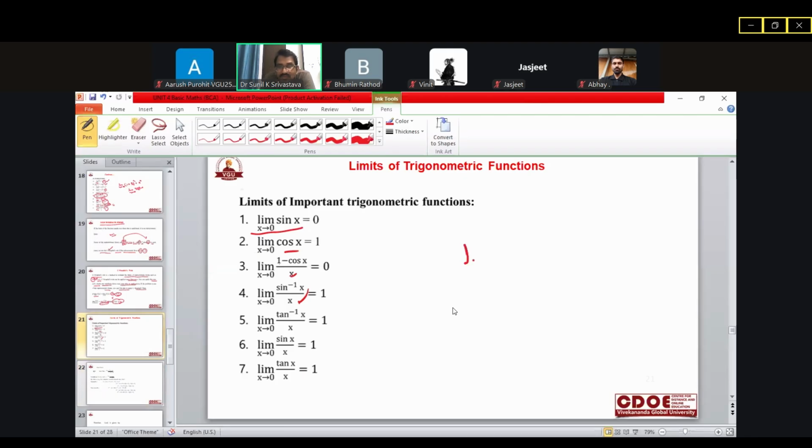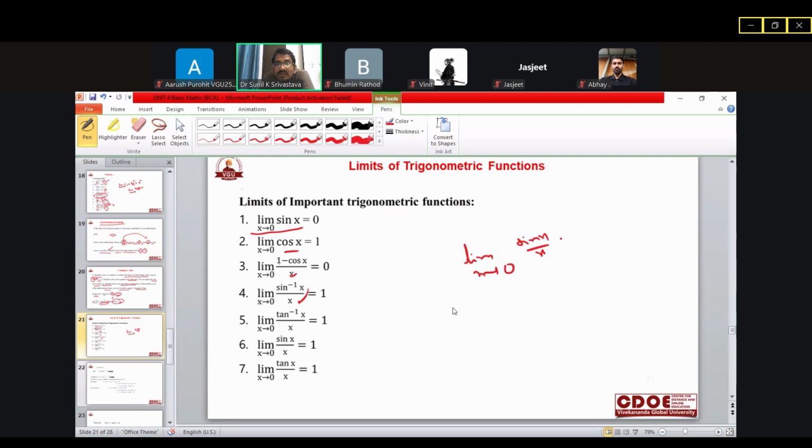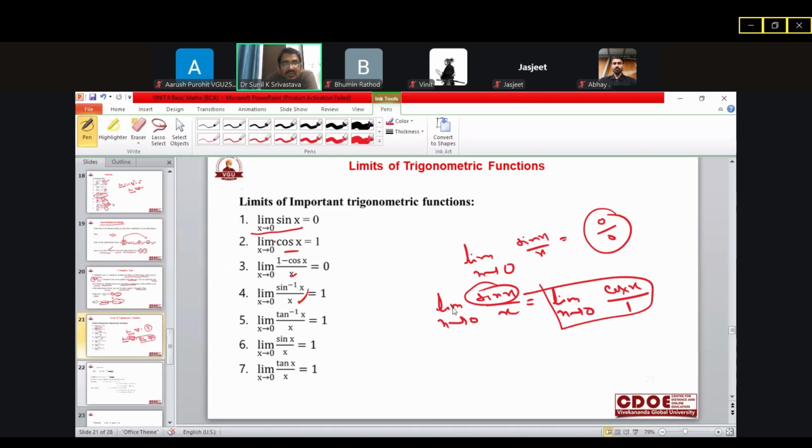What is the value? Suppose we are going to find the limit of x tends to 0, sin x by x. If you put x equal to 0, sin 0 by 0 is 0 by 0, which is an indeterminate form. So what do we do here? We differentiate: the derivative of sin x is cos x, and the derivative of x is 1. So limit of x tends to 0 of cos x is equal to 1. So the answer is 1. That's it: limit of x tends to 0, sin x by x is equal to 1.